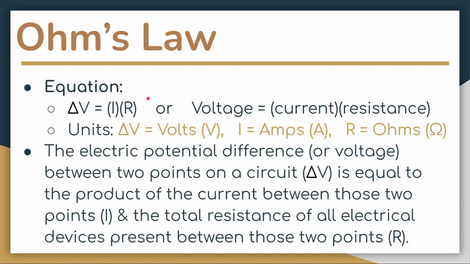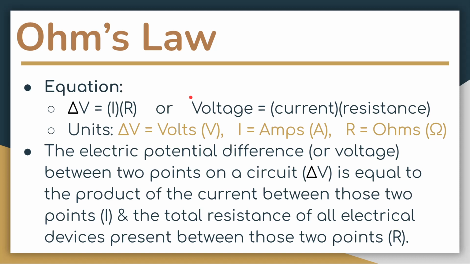The variables that we use: voltage is delta V. Voltage, by the way, is also called electric potential difference, and that's where the delta is coming from. It's talking about the change in the electric potential energy per charge. So this has to do with how much energy the charges have. Current is represented by the letter I, and then resistance is R.